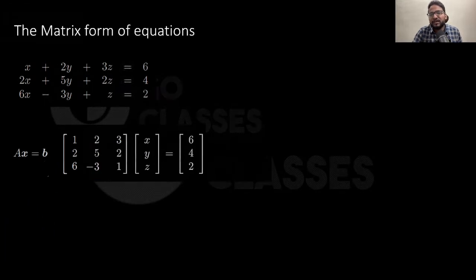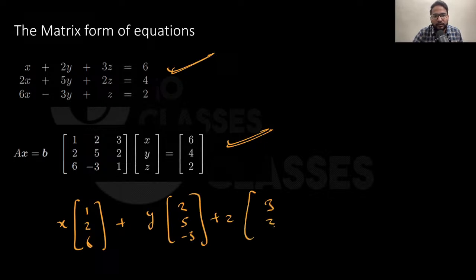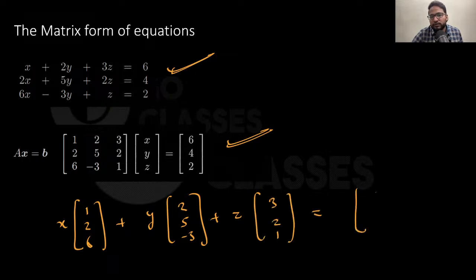How? You will say that writing it like this, or maybe like this, all of this is fine, which means x times (1, 2, 6) plus y times (2, 5, -3) plus z times (3, 2, 1) equal to (6, 4, 2), and they are asking for x, y, z.